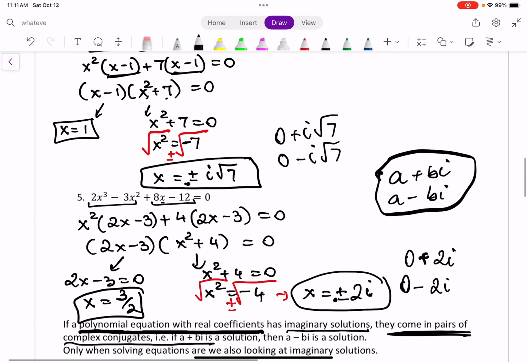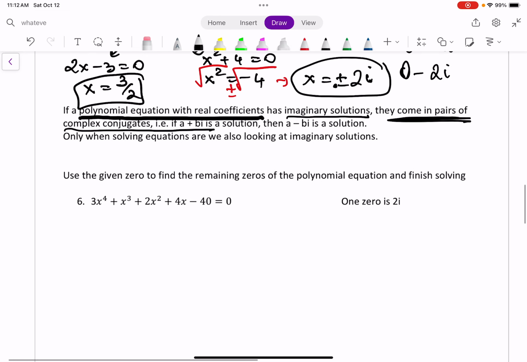Because of the plus minus that comes out of the quadratic equation, and that always is in front of the i term, if anything. So in other words, if a plus bi is a solution, then a minus bi is a solution. That's an important fact. Okay, so only when solving equations are we looking at the imaginary solutions, because to graph a function, remember, you cannot put imaginary solutions on the real number line.